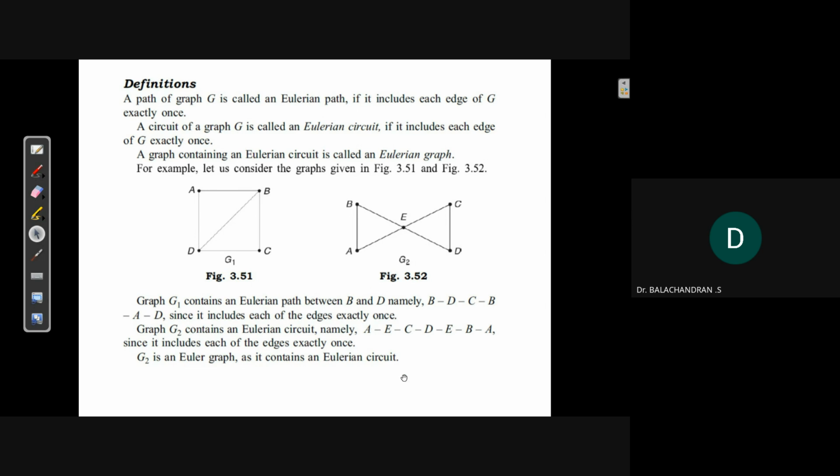The graph G2 contains an Eulerian circuit, namely A, E, C, D, E, B, E. Here the starting and ending vertex are the same. It covers all the edges exactly once, but a vertex may be repeated. So G2 is an Eulerian graph because it contains an Eulerian circuit. But G1 is not an Eulerian graph because G1 does not contain an Eulerian circuit, only an Eulerian path.